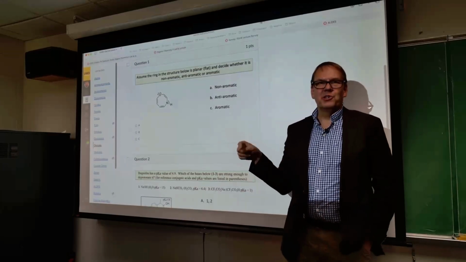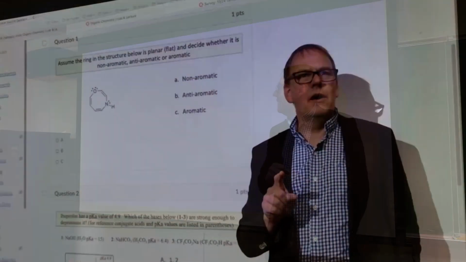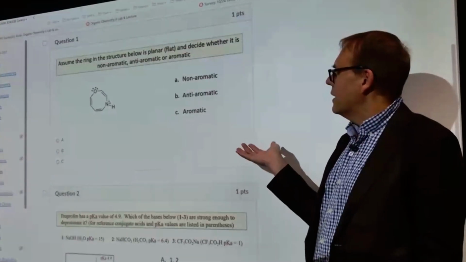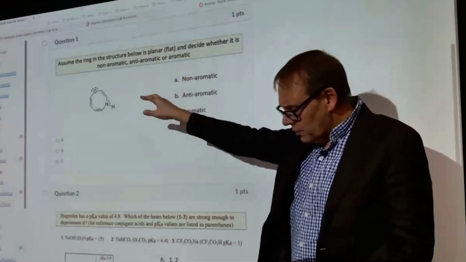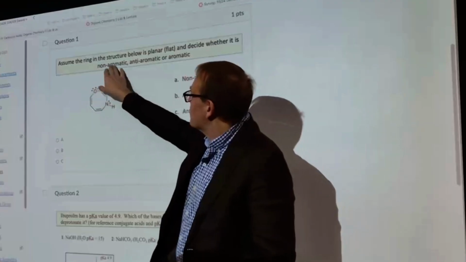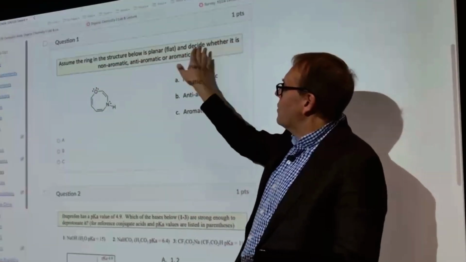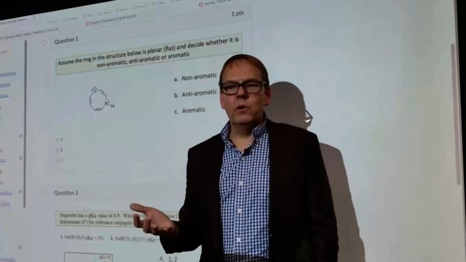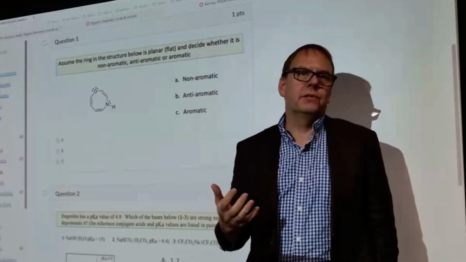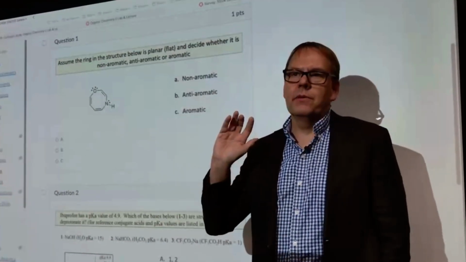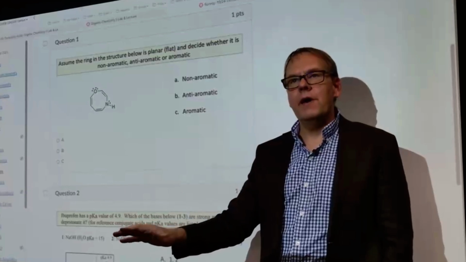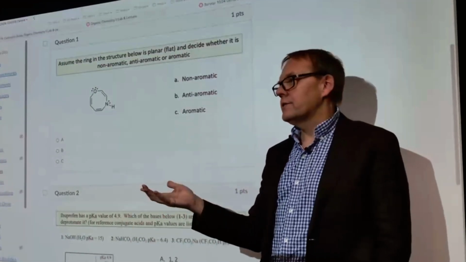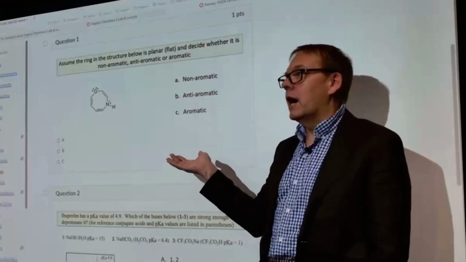Here's a survey question that is interesting. Ring, is it aromatic? Is it anti-aromatic? Is it non-aromatic? What you're told in this question is to assume the ring in the structure below is planar or flat and decide whether it is non-aromatic, anti-aromatic, or aromatic. This is one way in which you'll see these questions posed, telling you straight up the ring is flat. If you assume that, what else can you tell me about the molecule in that state? Because that's a conformation this molecule could adopt.